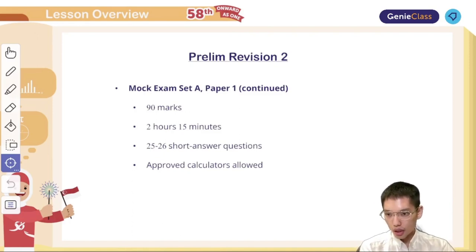For this lesson I will not be going through 13 and 14, because it's the second part of the paper. But if you do need me to go through 13 and 14, I will spend some time going through them after this lesson. So if you can just stay back for a while, I'll go through it accordingly. Any other queries before I start for today's lesson?